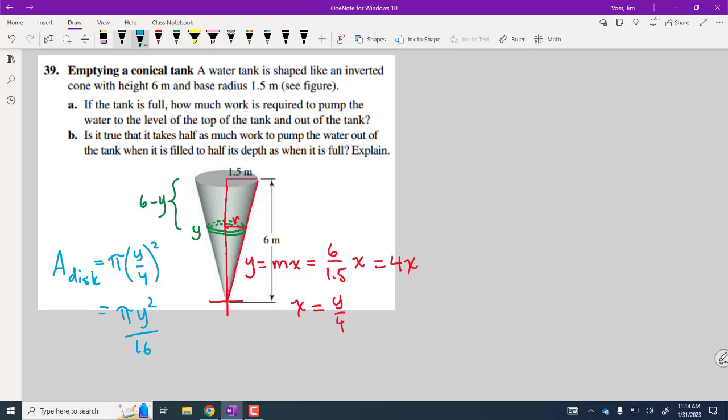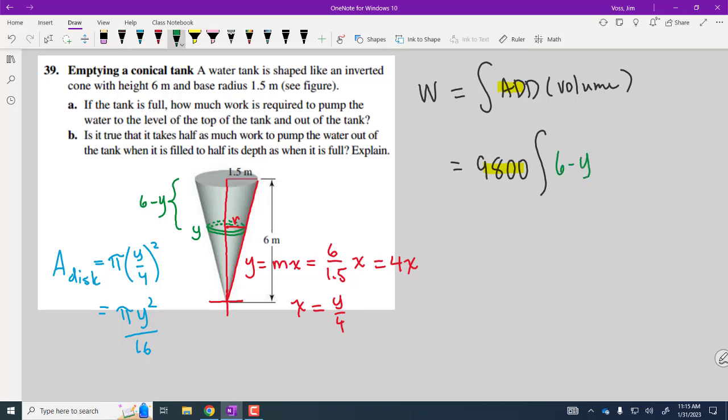Okay, so let's set up our generic formula. Work is the integral of force times distance, and force is density times gravity times volume. So this is going to be 9.8 times 1,000. We can just pull that to the front because that happens almost every single time. And then what goes in for the d here for distance? 6 minus y. So that goes in here, 6 minus y.